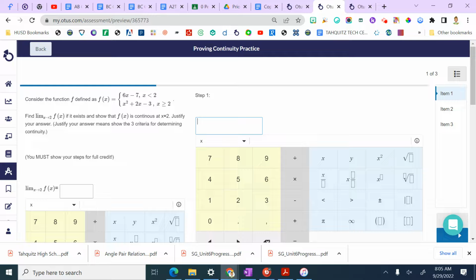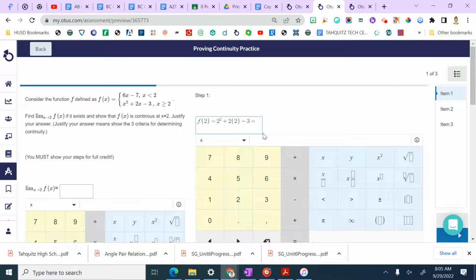So where am I evaluating the function out on this one? What x value? 2. So I'm going to type f of 2 equals. All right, am I plugging into the top branch or the bottom branch? Bottom branch. I'm going to show my work that I'm plugging in. So 2 squared. Watch what I do for squared. You can hit this little button, right? That's fine. You can also do shift 6, and it gets you the little squared. And then plus 2 times 2 minus 3.